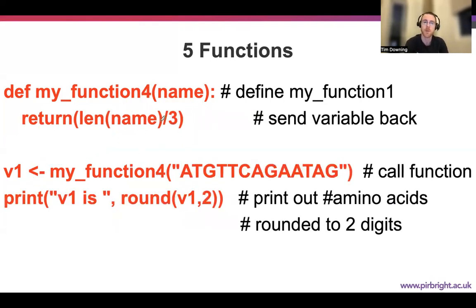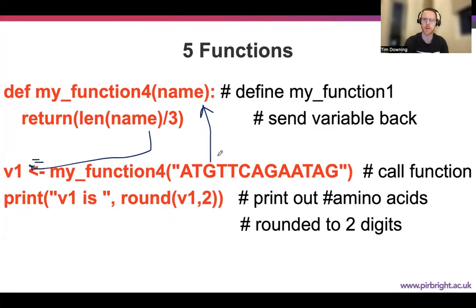Finally, we have this function. So we have my function, and we have our DNA sequence, which you could read in from the user if you want. We send it up to name, return len name divided by 3. So returning the length of it in amino acids, roughly speaking, and that's sent to v1. So there should be an equal sign here when we're sending it to v1, and then it prints out v1 is something, round v1 comma 2. So we're saying v1 is, and we're rounding that function to 2 digits here.